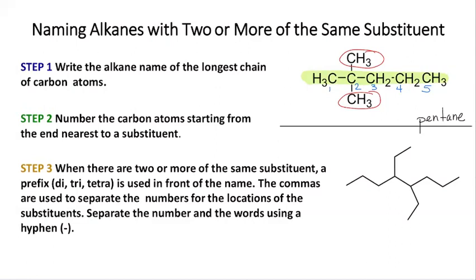Now, what is the name of that substituent that I circled in red? A CH3. What do we call a CH3? See, you guys are getting the hang of it. Methyl.